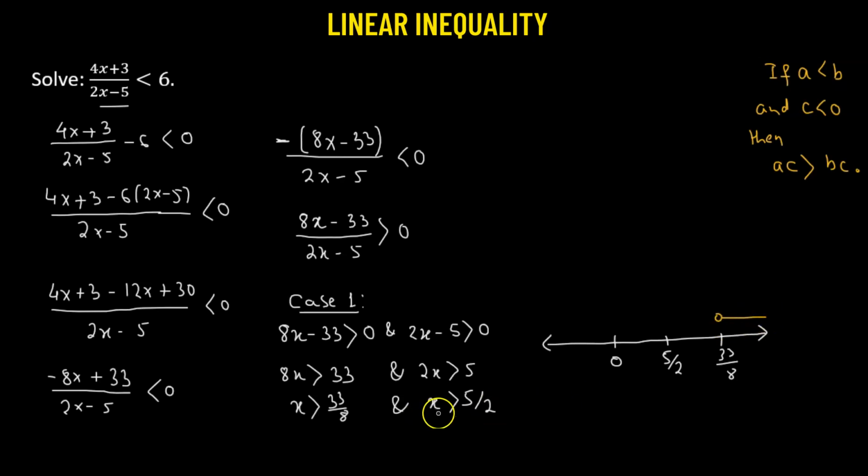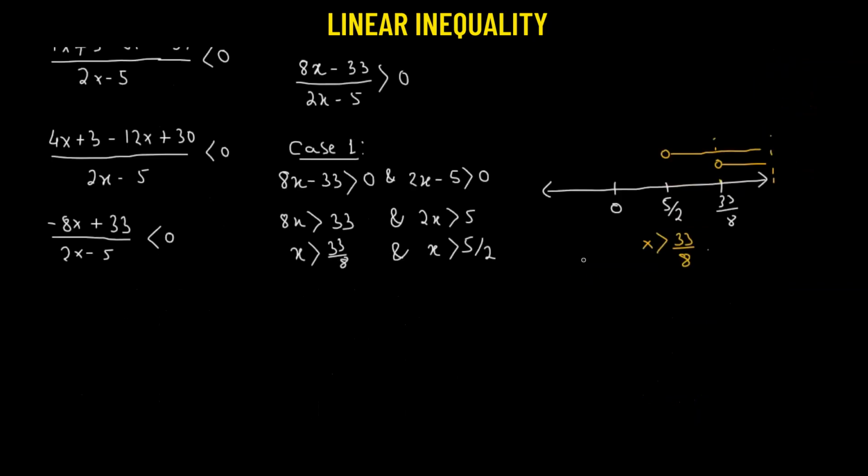And the second one says that x is greater than 5 over 2. So we'll take all the values of x which are greater than 5 over 2, so it's going to lie to the right of 5 over 2. We have to find a common solution of x which satisfies both these two inequalities, and that is going to be given by this common region. So here this common region simply means that we have x greater than 33 over 8. So this is what we have obtained from case number 1.